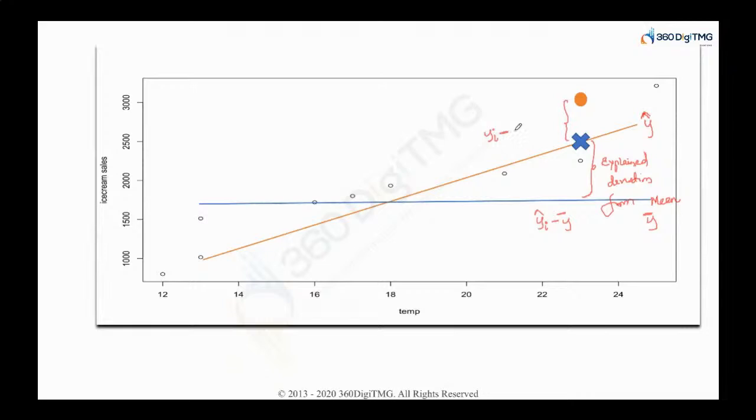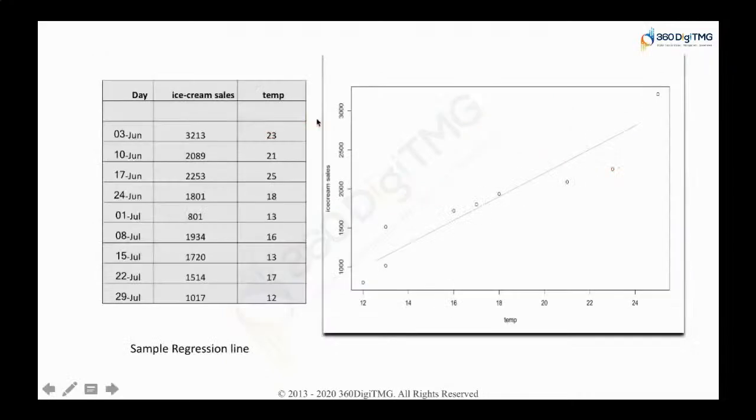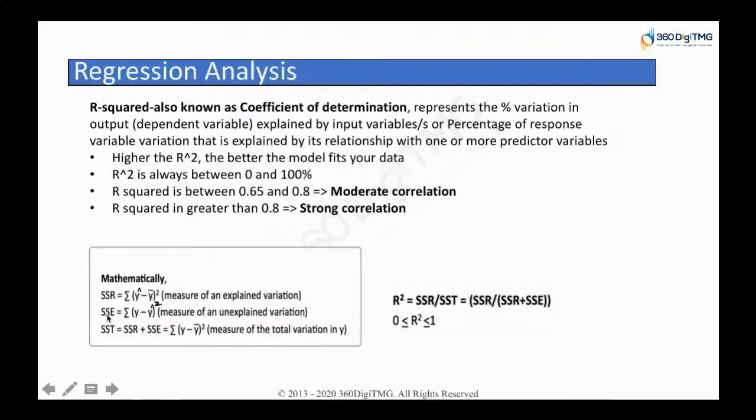yi minus the predicted value. So in total deviation, this is nothing but your unexplained deviation. So explained deviation plus unexplained deviation from the mean is nothing but your total deviation, right? This is where you got our SSR.